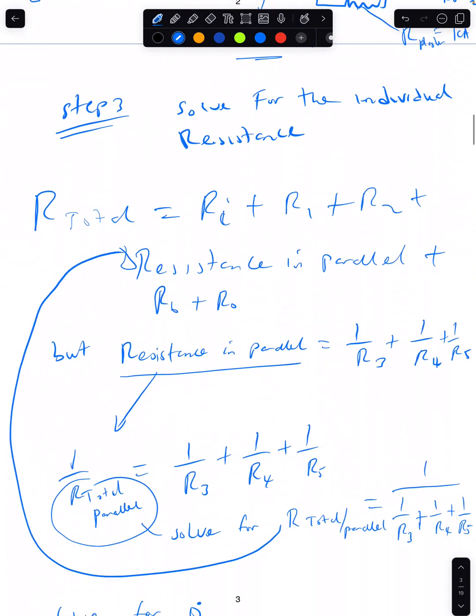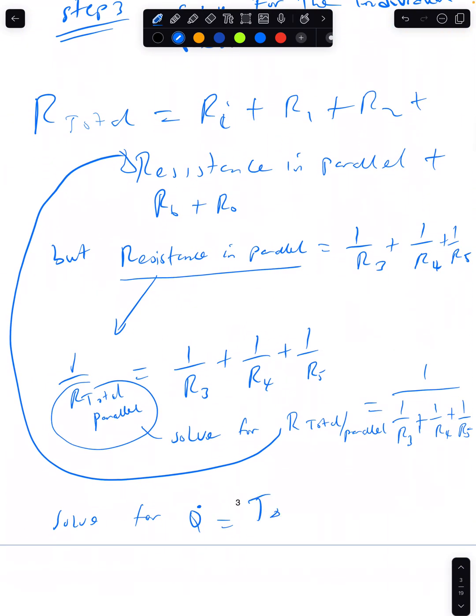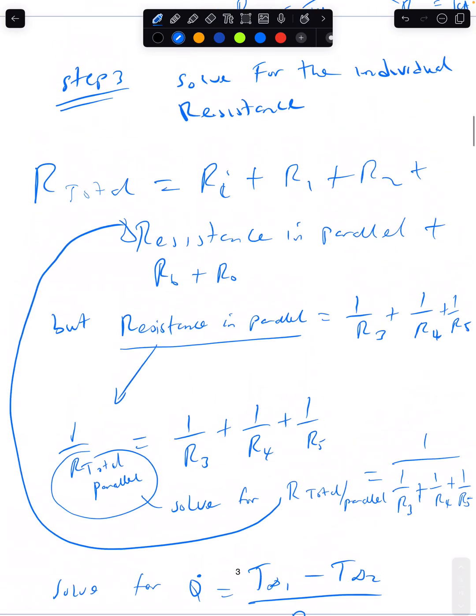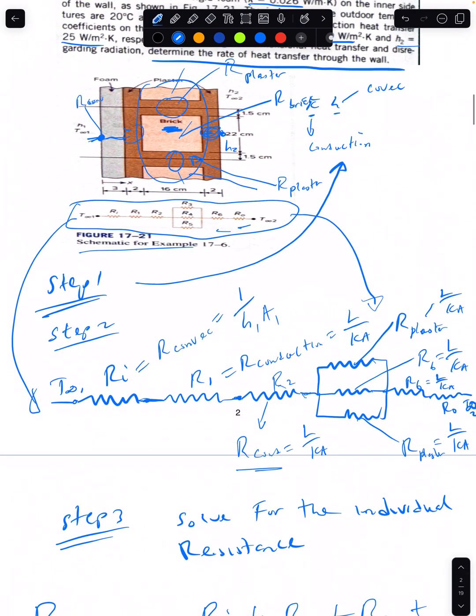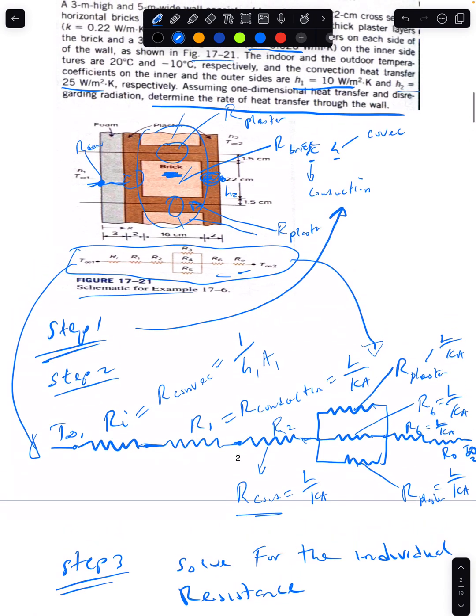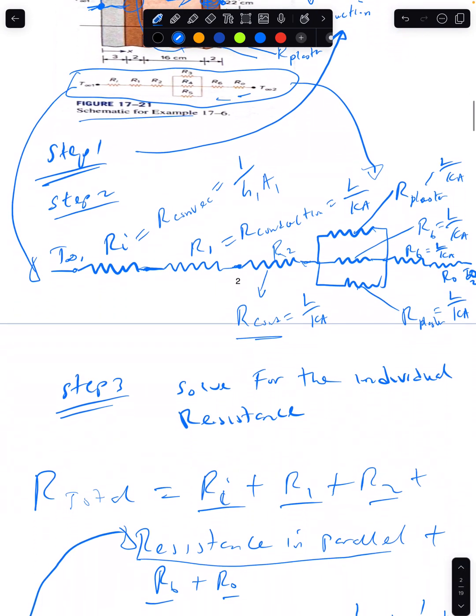T infinity 1 minus T infinity 2 over resistance total. That's what we're solving for. So technically, the most challenging part now is to solve for R1, R2, the resistance in parallel, R6, and RO, which we have to be looking at using the individual concept. And that's where the solution is going to end quickly.